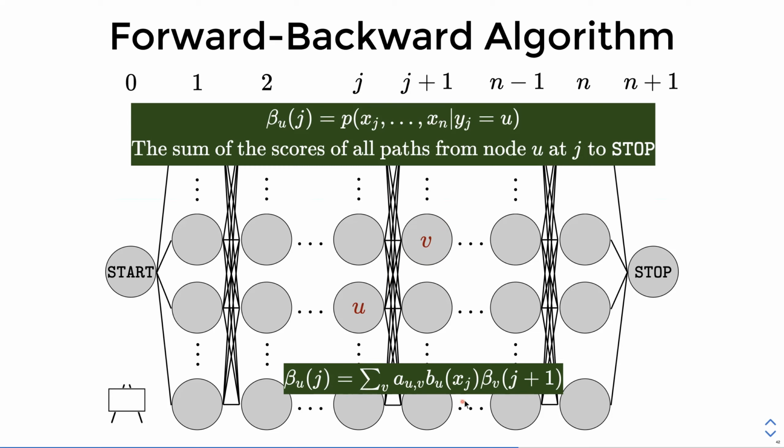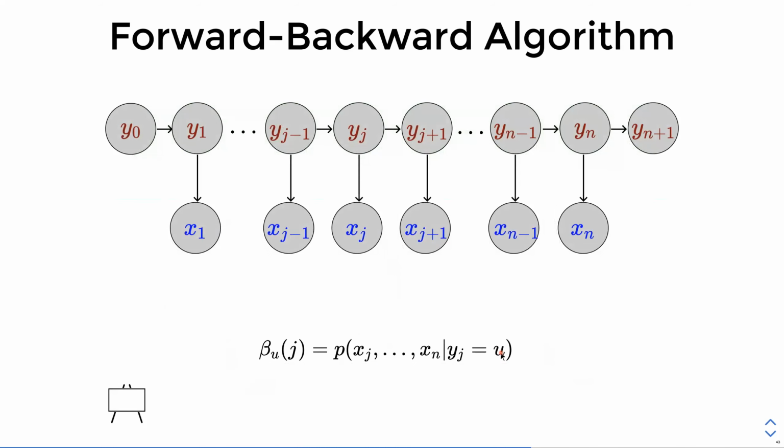Now let's see why this is correct. Again, I can do a small derivation, similar to what we did for alpha. Based on the definition of beta, I can write down beta uj as follows: the conditional probability of xj up to xn given yj takes a value u. Again, I'm going to play a small trick here. This time I'm going to introduce yj plus 1 is equal to v, insert it at this particular position, and add a summation over v in front.